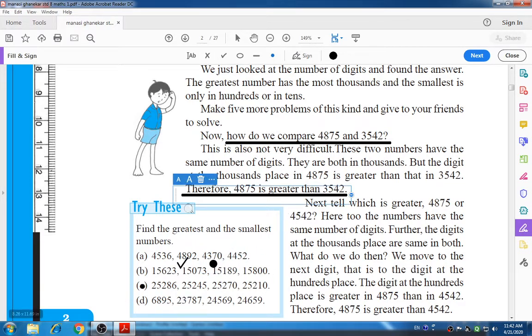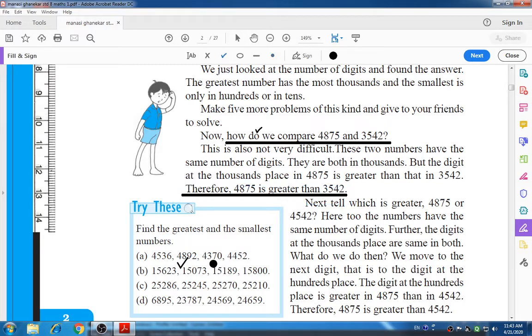As like that, second: 15,623, 15,073, 15,189, 15,800. Again, the digits at the thousand place and ten-thousand place are the same. And we have to move to the next digit, that is the digit at the hundred place. In this number at the hundred place, here is the 6, here is the 0, here is the 1 and here is the 8.